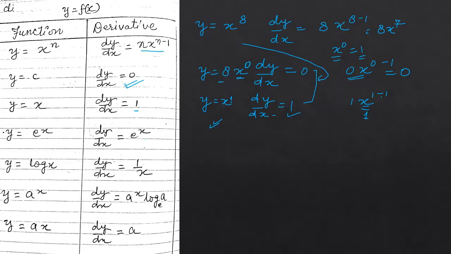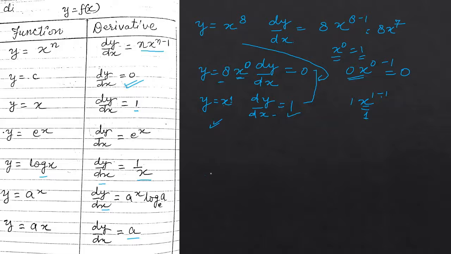Next, we move to some logarithm and exponential functions. If y is equals to e raised to x, then its differentiation with respect to x will be e raised to x. If y is equals to log x, then its differentiation with respect to x will be 1 upon x. If y is equals to a raised to x, then its differentiation with respect to x will be a raised to x log a base e. If y is equals to ax, then its differentiation will be a.